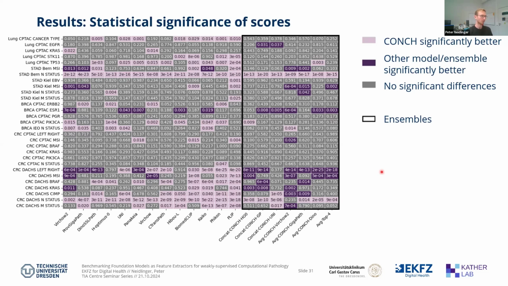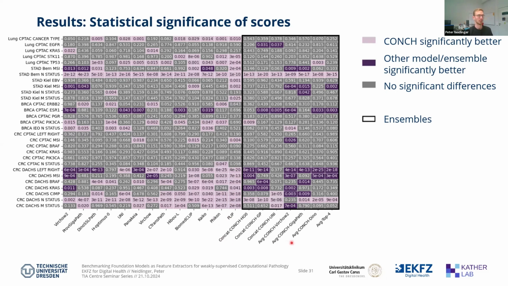And I ordered them again by performance. And as you can see here, CONCH was more often significantly better than the other model for most single models. The only exception is Virchow. I think Virchow was 6 times significantly better, whereas CONCH only 5 times, but very similar. But if you look at some of the worst models, then, for example, it's more than half of the cases where CONCH was significantly better.